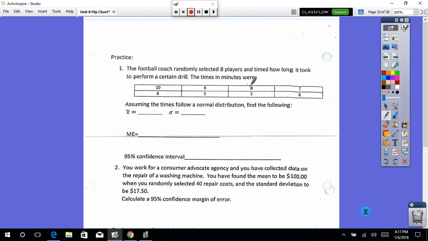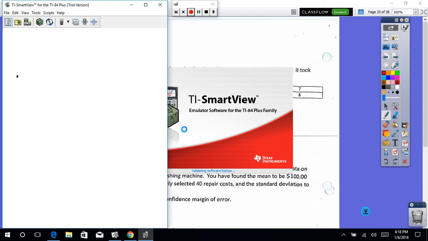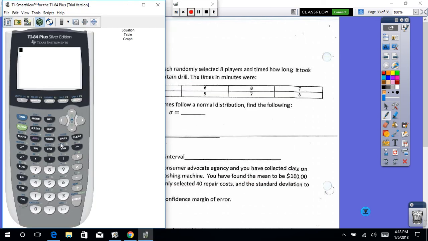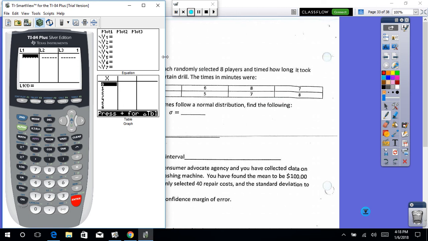Okay, it says a football coach randomly selected 8 players and timed how long it took them to perform a certain drill, and here are the times. Okay, assuming the times follow a normal distribution, find the following. Okay, well, guess what? Whoops, sorry about that. We have the ability to calculate this super quick in our calculator. Okay, edit, and I'm going to put these numbers in there. If I can make this smaller.